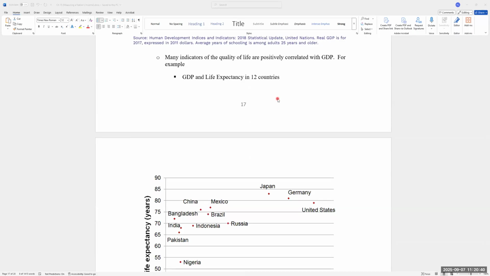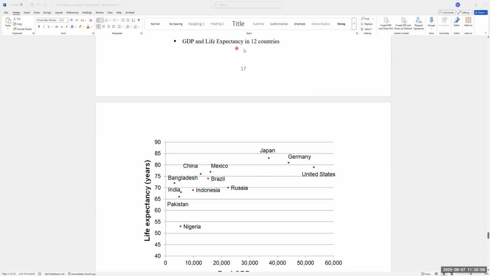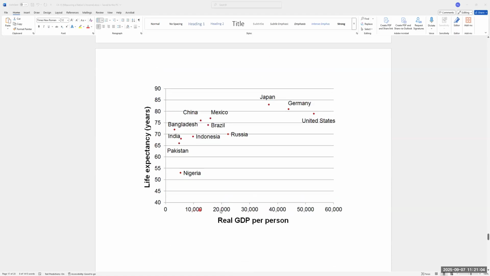Many indicators of the quality of life are positively correlated with GDP. To be fair to the average GDP measure, GDP per capita is correlated with many quality of life indicators. For example, here's GDP and life expectancy in 12 countries. We are measuring real GDP per person on the x-axis and the average life expectancy of the people living in that country on the y-axis.